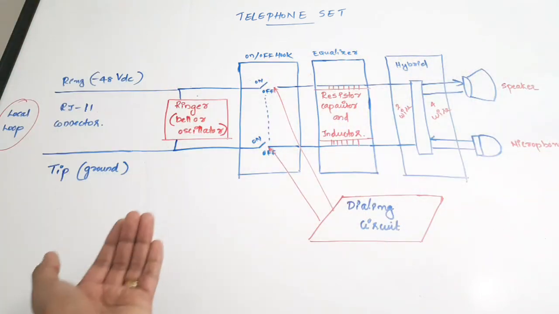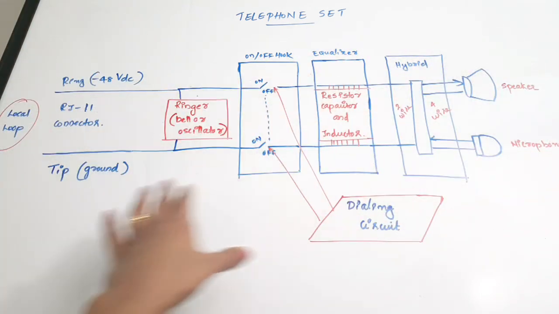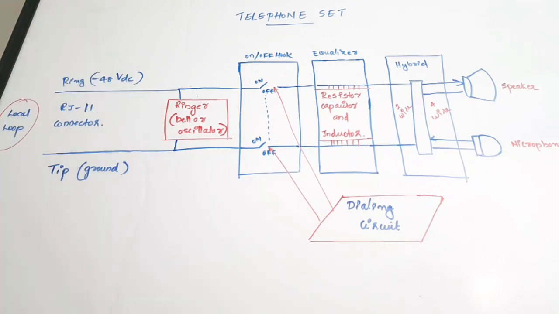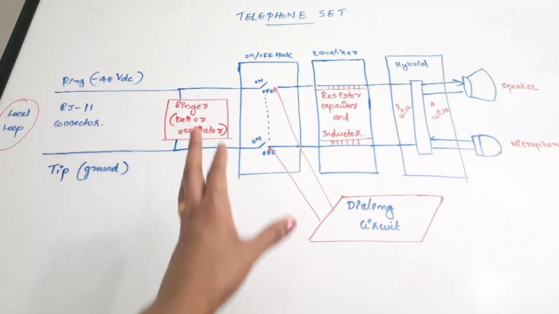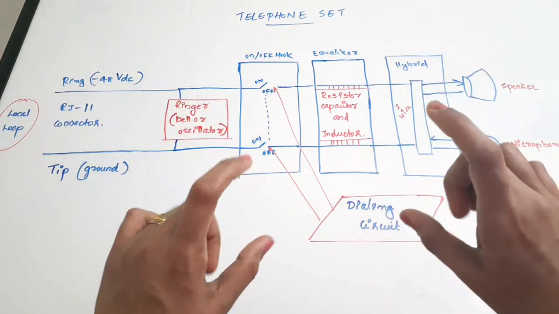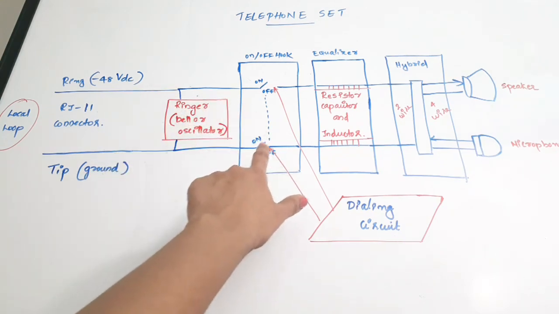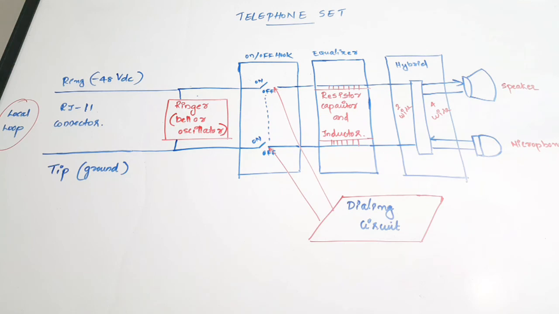So we'll brief up. There are actually 2 wires present in a telephone set, which are the ring and the tip wire. It is connected to the local telephone office, which is called the local loop. The basic blocks present in a telephone set are the ringer block, then the on-off hook, equalizer, hybrid circuit and a dialing circuit. And apart from that, there is a speaker and a microphone which are present in the handset. So these are the various blocks present in a telephone set.